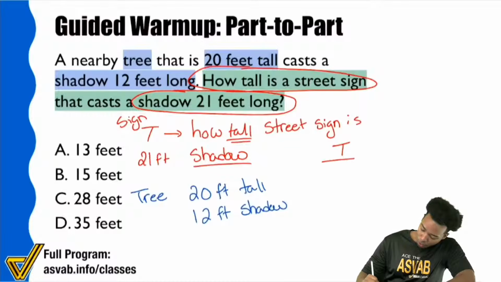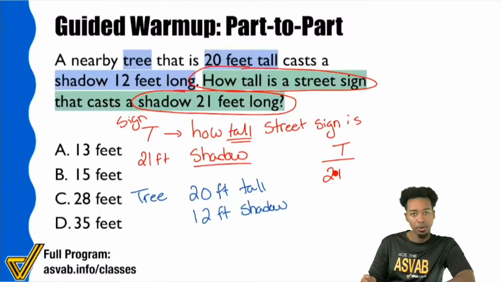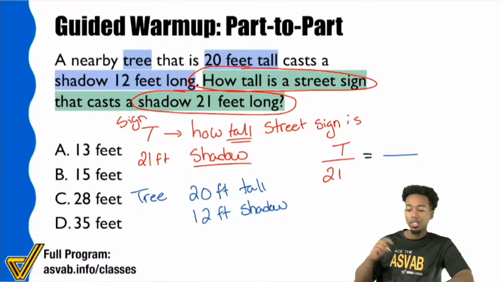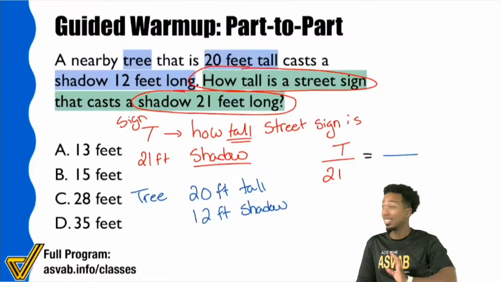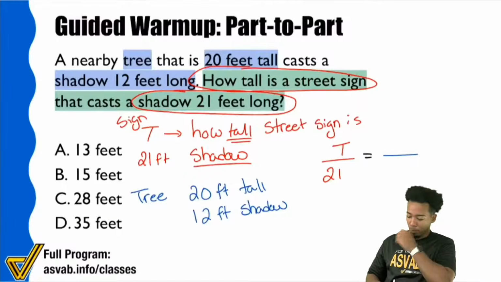T over 21, because notice this is how tall the street sign is. This is how long the shadow is. So tall or height over shadow. If I go to the right side here, everybody, what needs to go first? If I set it up like this, what needs to go up top first? Right, that same comparison.